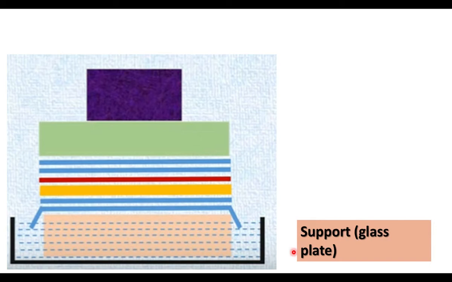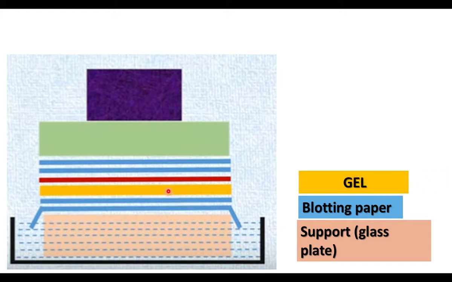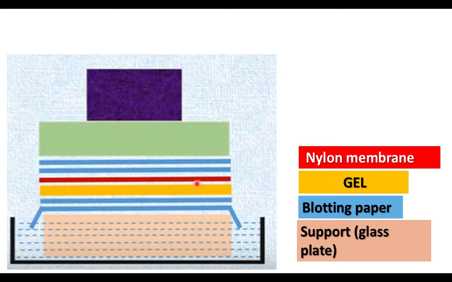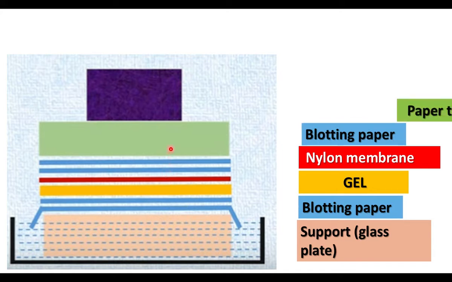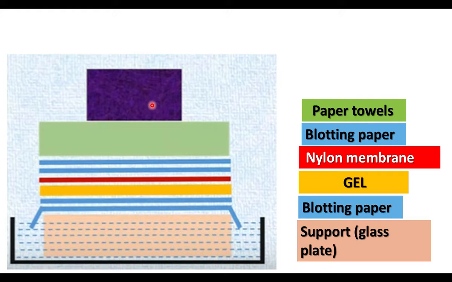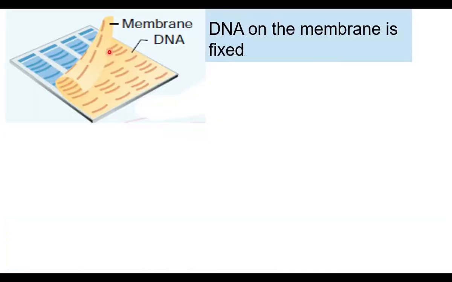Let us see the outline of the setup again. A glass support. This is blotting paper. It draws the buffer upwards. Gel containing denatured DNA fragments. As the buffer moves upwards, the DNA also moves upwards, and the DNA is fixed on the nylon membrane. The moving buffer alone moves beyond the nylon membrane, and it is blotted by blotting paper. Excess buffer is drained. This is the weight. Now the DNA is blotted from agarose gel to the nylon membrane.